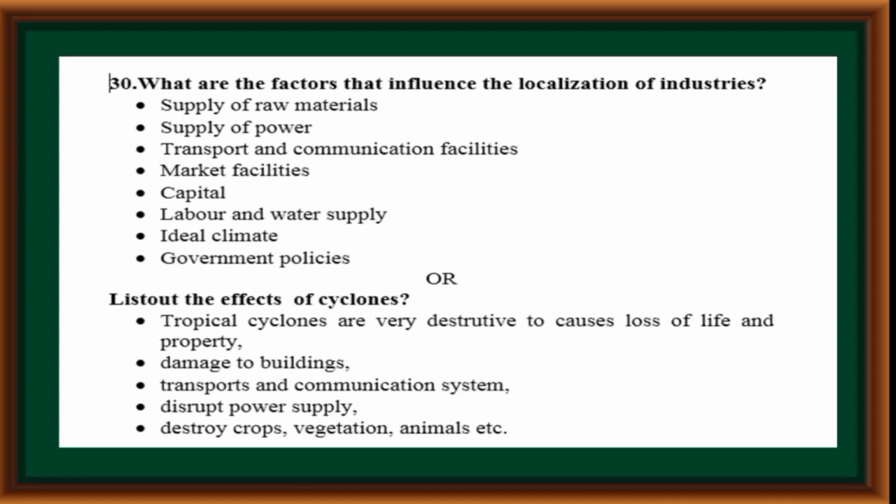What are the factors that influence the localization of industries? Supply of raw materials, supply of power, transport and communication facilities, market facilities, capital, labor and water supply, ideal climate, government policies. Or, list out the effects of cyclone. Tropical cyclones are very destructive. They cause loss of life and property, damage to buildings, transport and communication systems, disrupt power supply, and destroy crops, vegetation, animals, etc.